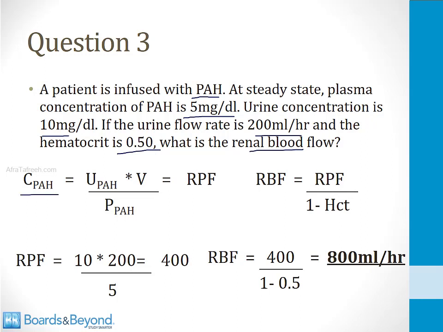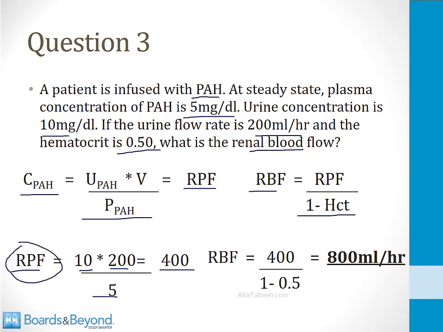The clearance of PAH is equal to the clearance equation, which is equal to the renal plasma flow. We also know that renal blood flow is renal plasma flow over 1 minus hematocrit. If we rearrange this, we can now say that the renal plasma flow is equal to the urine concentration, which is 10, times the urine flow rate of 200 divided by the plasma concentration of 5, or 400.